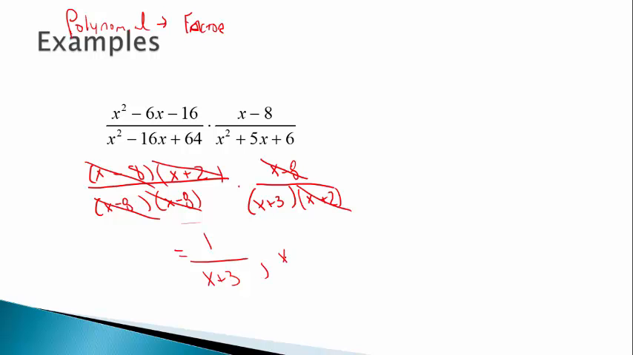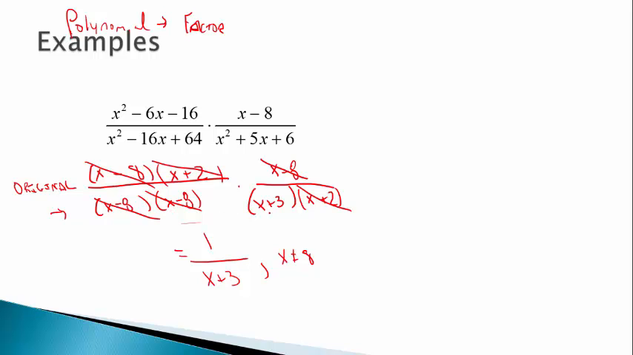But then don't forget about our restrictions. We go back to the original problem before we canceled, and we check and see what each of these factors, what values of x would make them 0. So for the first one, x minus 8, if x were 8, I'd have a 0, so that means x can't be 8. Well, same thing here, so we don't have to worry about the second factor. We don't have to write 8 twice.